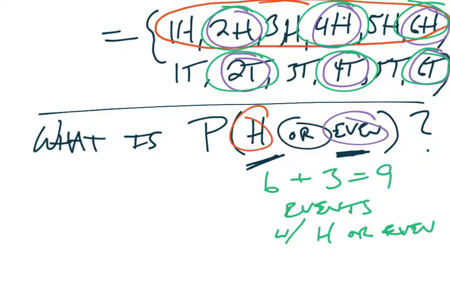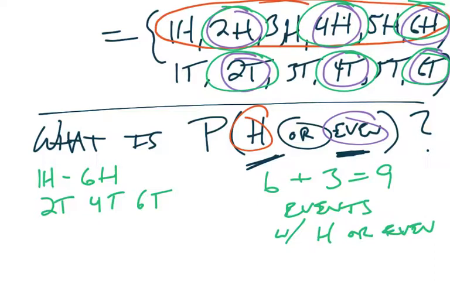The 9 events, if you wanted to list them out, are 1H through 6H, and that's all the head ones, which includes 3 even heads as well. And then you've got 2T, 4T, 6T. So the head events account for 6 of them, and the 3 even tail events account for the other 3 that make up the 9 total events.